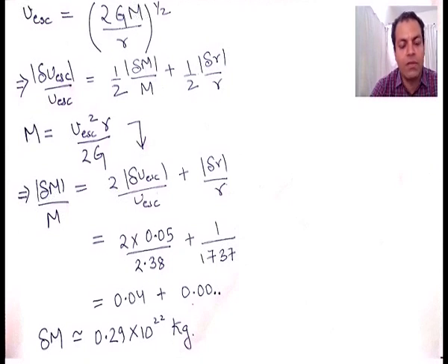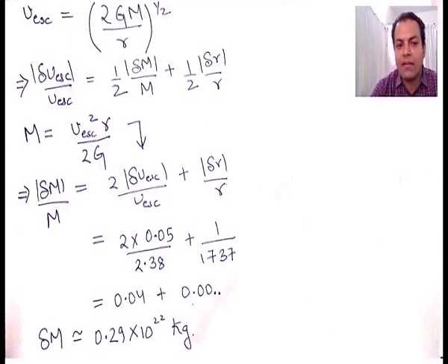From this, we use the propagation of errors to write delta m upon m is equal to 2 times delta v upon v plus delta r upon r. We can plug in the values, and the dominant uncertainty comes from the error in the escape velocity. Plugging the values, we get the uncertainty in the mass of the moon to be 0.29 times 10 to the 22 kilograms. Here I have neglected the uncertainty involved with the gravitational constant.